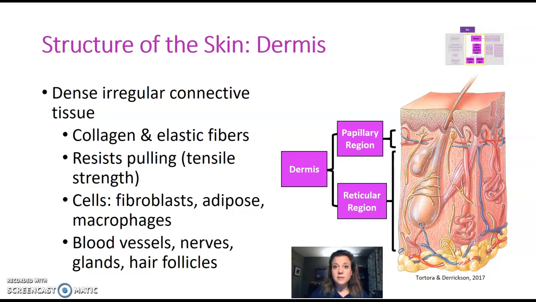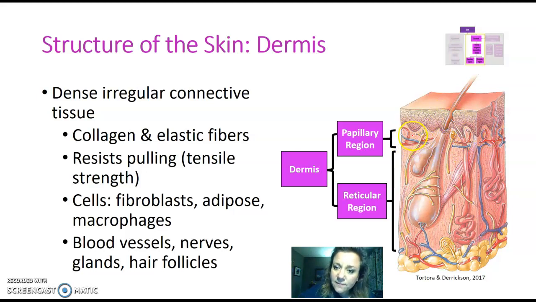And within that matrix, we have different kinds of cells like fibroblasts, which are going to form the collagen fibers, and some adipose cells or fat cells, and then also macrophages, which will play a role again in protecting the body against microbial invasion. The dermis is also going to contain blood vessels, nerves, glands, and hair follicles. Now, we're going to talk more about the nerves, glands, and hair follicles later, but for now, I just want you to see where these different blood vessels are located.